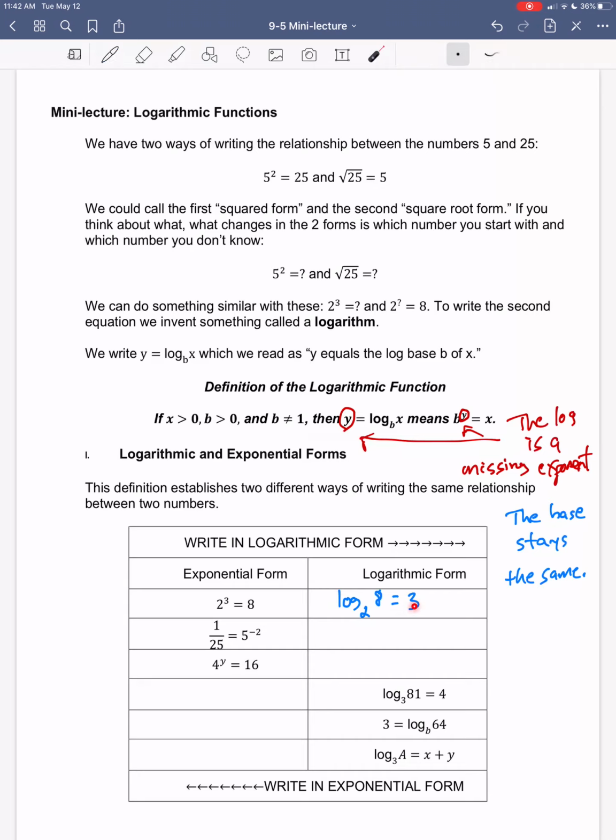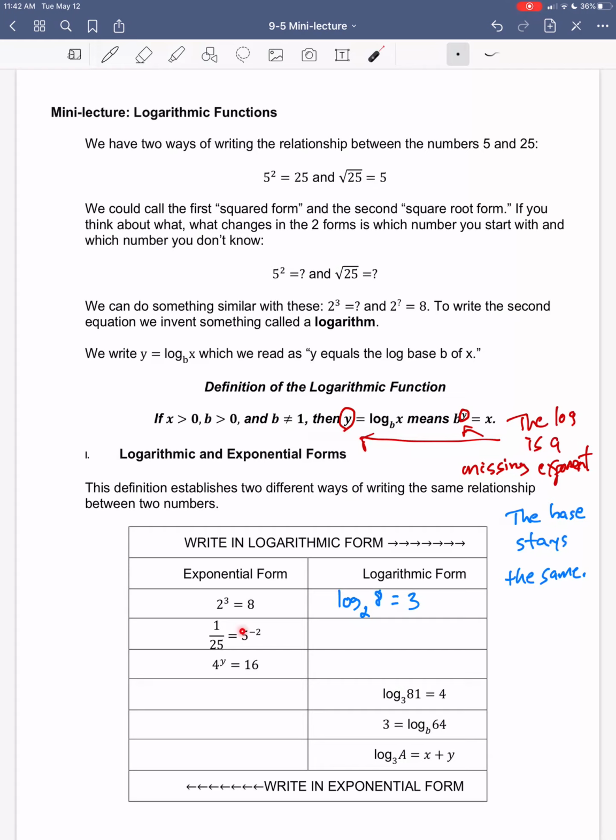I also sort of think of this physically. When I see a log like this, it's always the base to the power, and to get the power you have to go across the equal sign. 2 to the third power equals 8. These two statements say the same thing. It's just what's given and what's requested that changes. Here I know the 3 and I'm looking for 8. Here I know the 8 and I'm looking for 3. Okay, and the second one then, 1/25 equals 5 to the negative 2. What's my base?